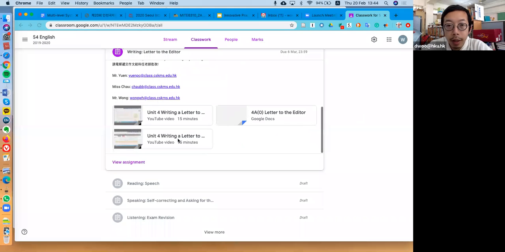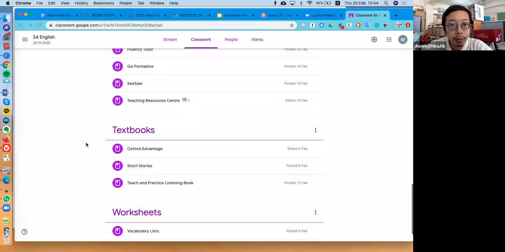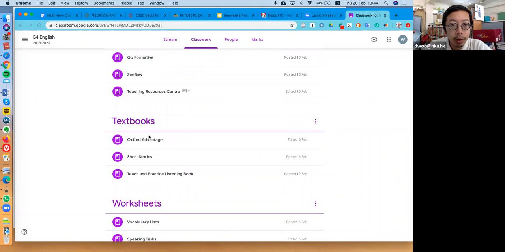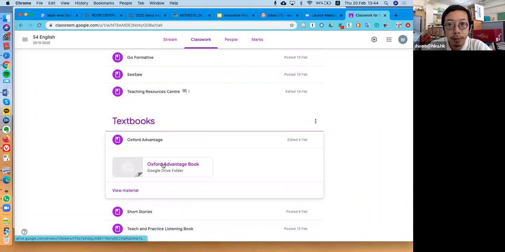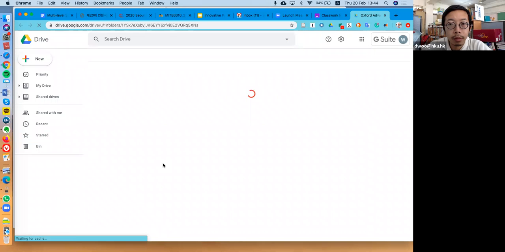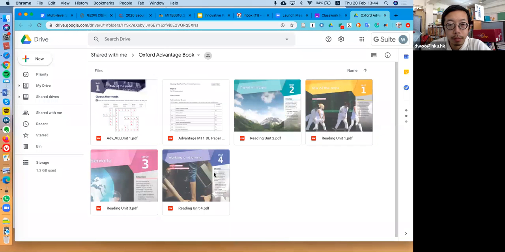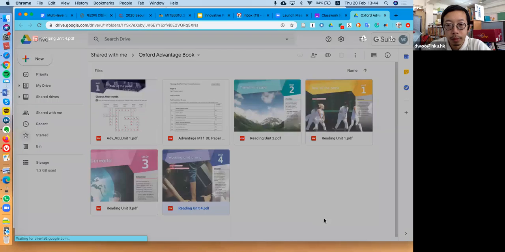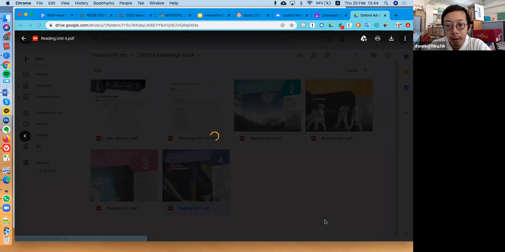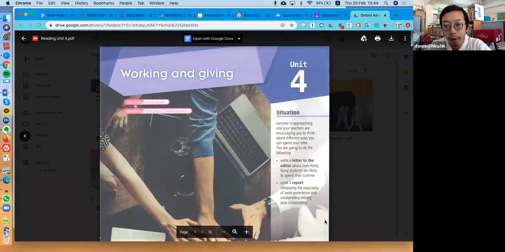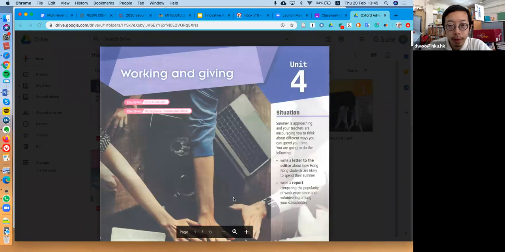You can also find the question paper over here, textbooks, Oxford Advantage. You can go to the folder. And you can go to Unit 4, Reading Unit 4. So I'm going to write this down. Oxford Advantage textbook, Reading Unit 4. What page?